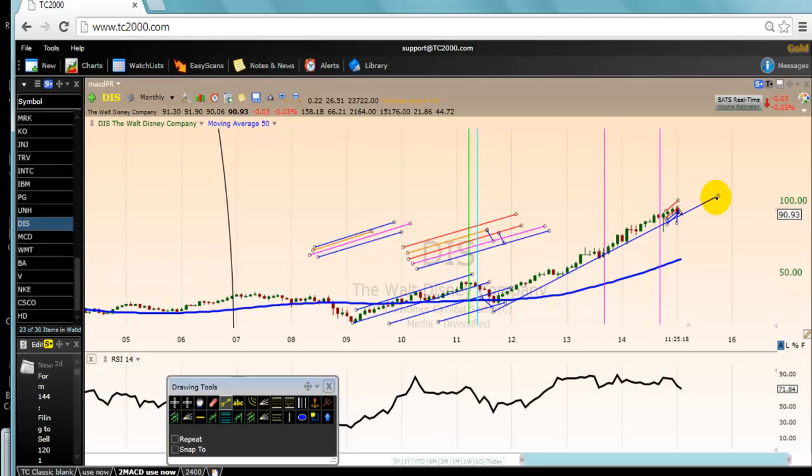Sometimes you look at it on a daily chart and it looks beautiful, and then you look on a monthly chart and it's something else. We have a rising channel. The momentum on the monthly chart is bullish. So right now, where are we?